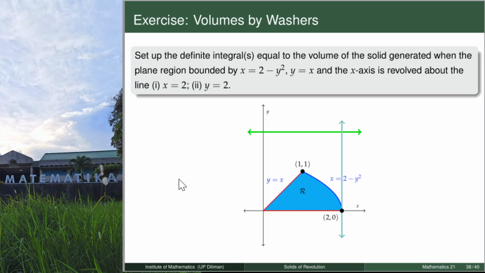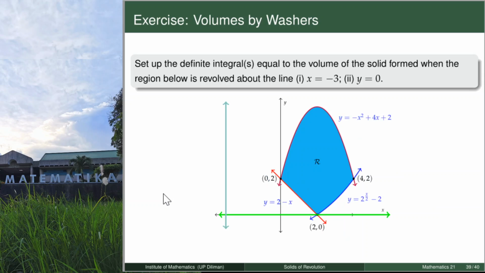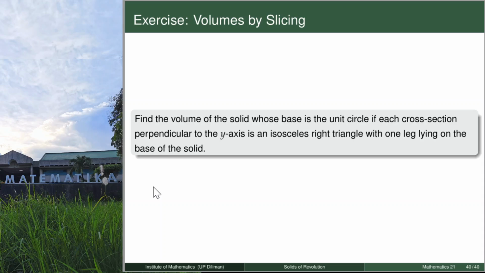Here are some exercises you can try for yourself. This is about volumes by washers. And this as well is volumes by washers. So these are solids of revolution. But for the last one, this is an exercise for volumes by slicing. So just make sure that you make the diagram and follow the steps that we did in our examples here in this video.